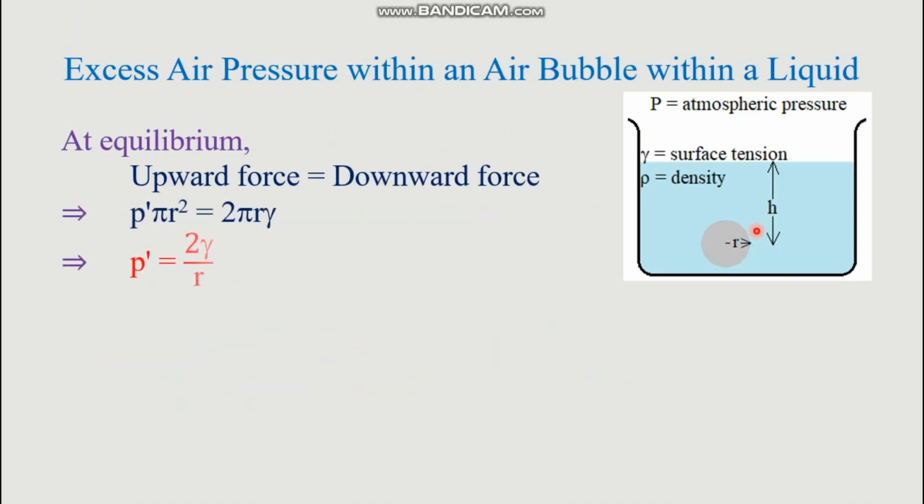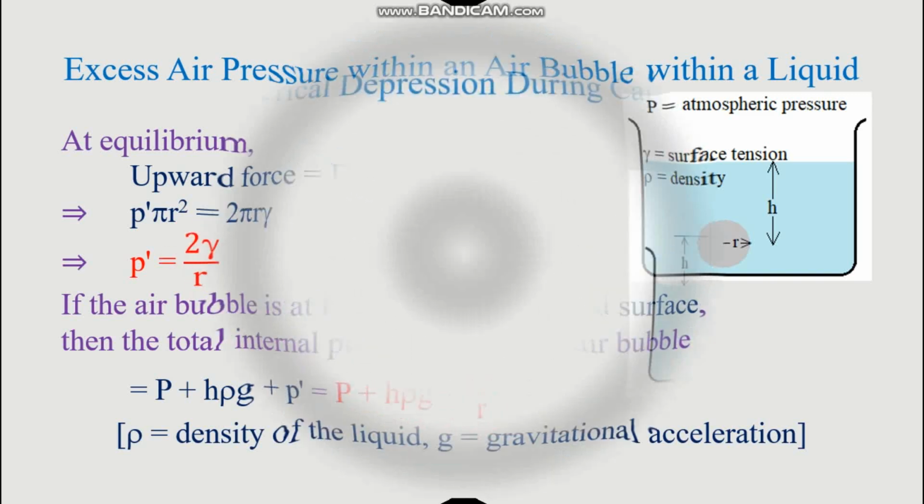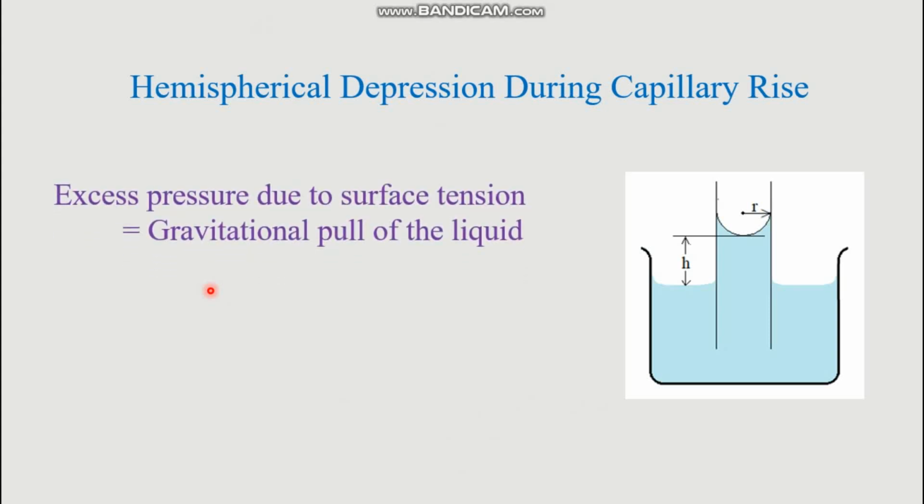This is equation number 7. It is twice gamma by r, isn't it? Now, the excess pressure due to surface tension. This pressure plays its role in this direction, from here to here along the wall of the capillary, and through the circumference of this hemisphere, of this meniscus.